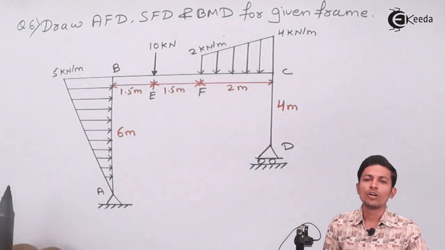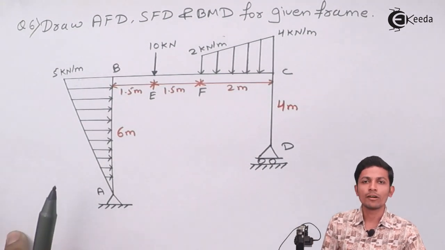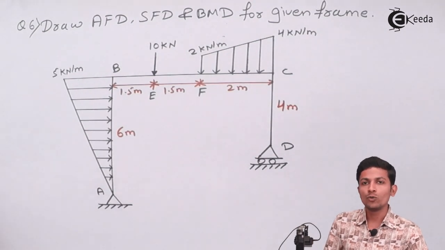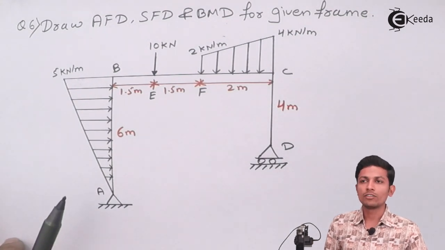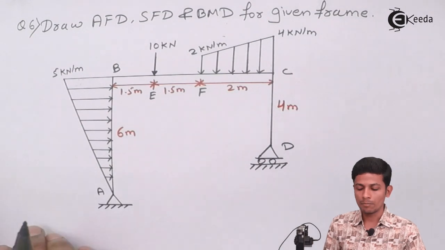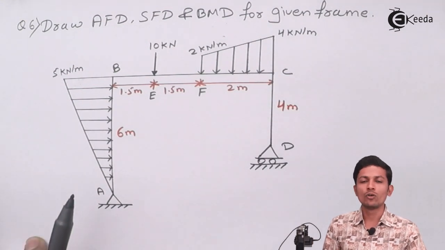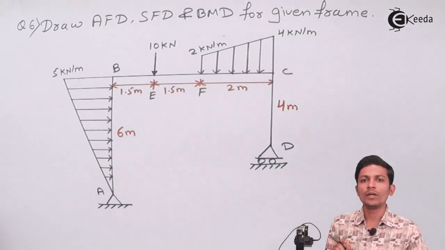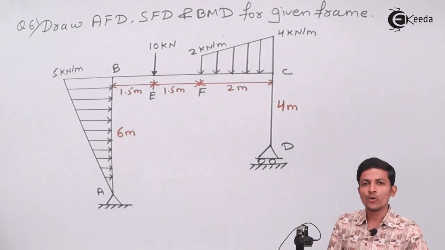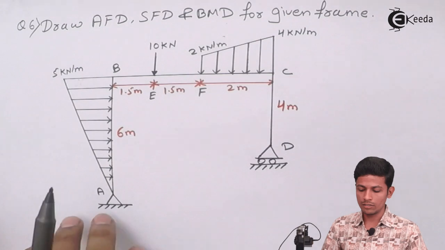First of all, you have to know how to convert UVL into point load. In UDL, you take force into distance to find the load, and for the distance, you simply divide into two parts. But in UVL, how do we find the load? We apply the formula for the area of a triangle. What is the formula? Half into base into height. Now I am explaining one example of how to convert UVL into point load. It's not a part of our sum, but for basics, I am explaining a little bit.